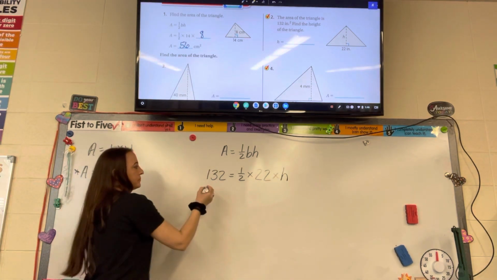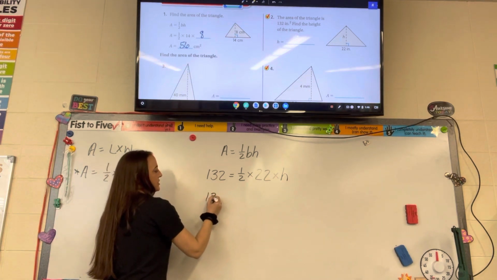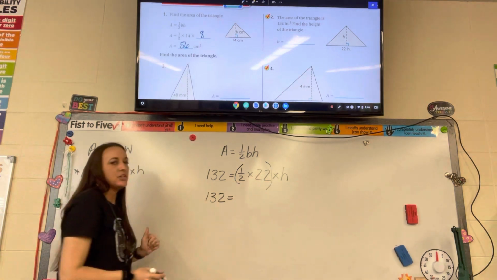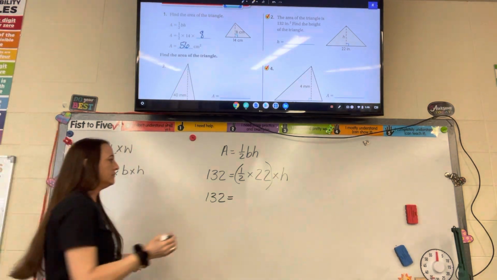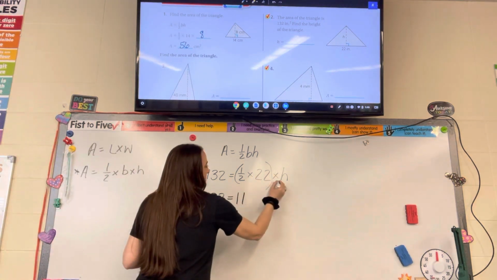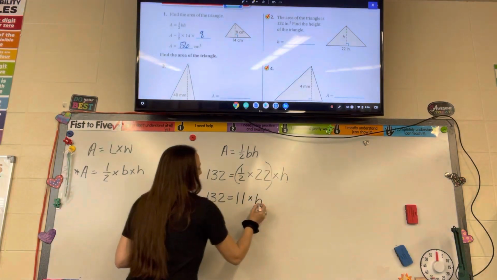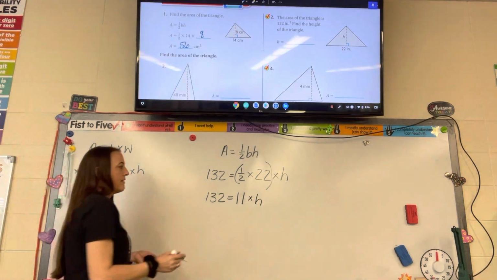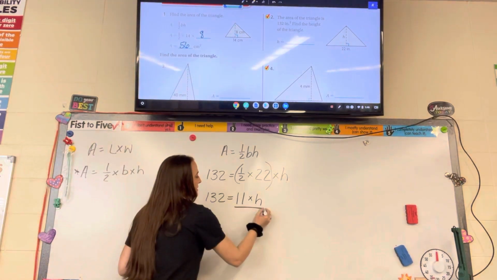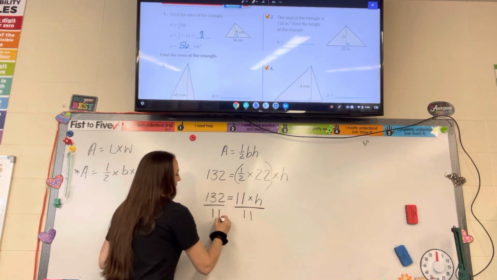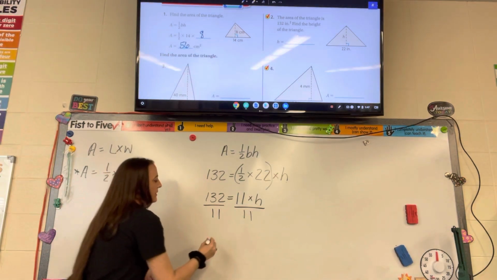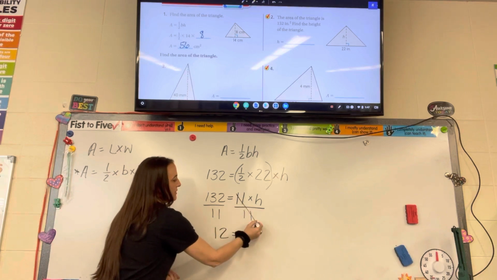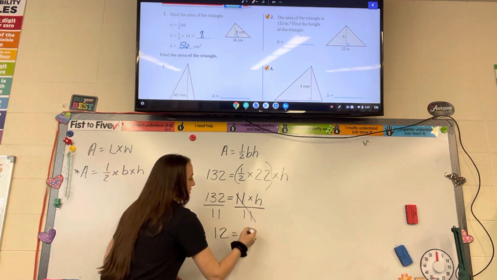So now, 132, there's nothing to do there right now. 1/2 of 22 is 11 times H. What's being done to the H? Multiplied by 11. So what do we do on both sides? Divide by 11. Very good. And 132 divided by 11 is 12. 12 equals, these have canceled each other out and leave us with H.